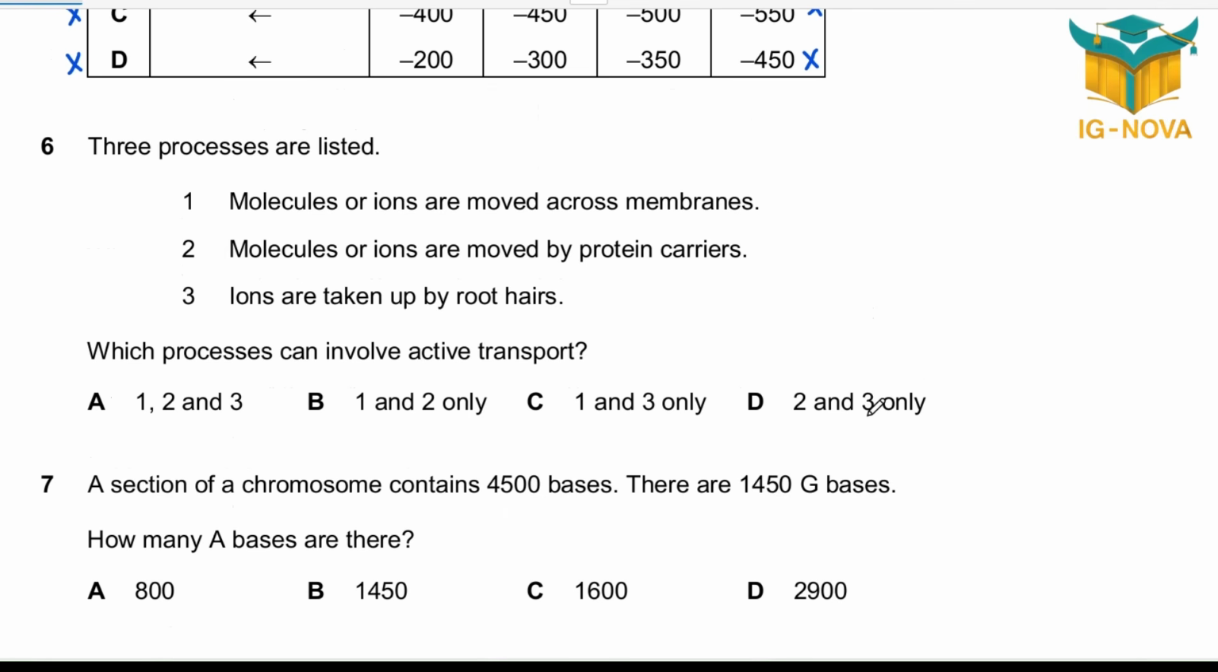Question 6. Molecules or ions are moved across membranes. It's asking about active transport. Which statement is okay for active transport? This is fact. Molecules or ions are moved by protein carrier. This is a must. Ions are taken by root hair cells. This is an example. So all of them are applicable for active transport idea.